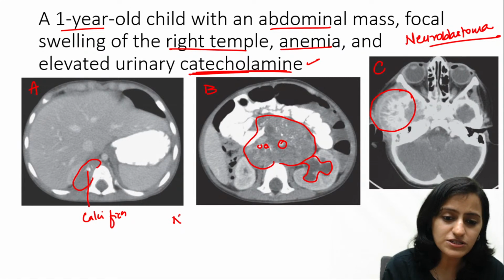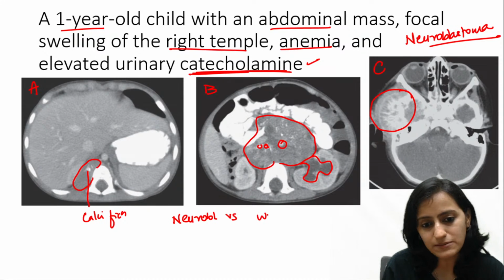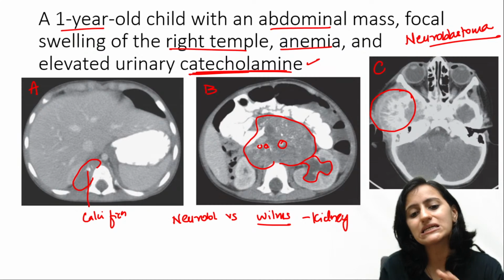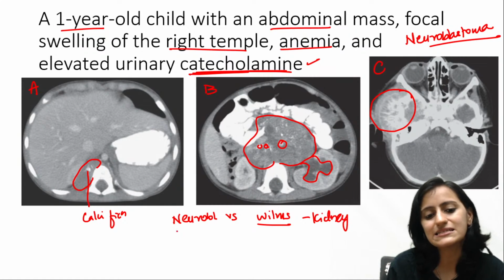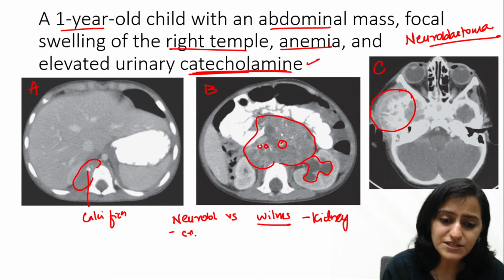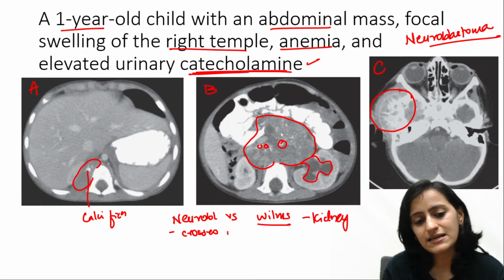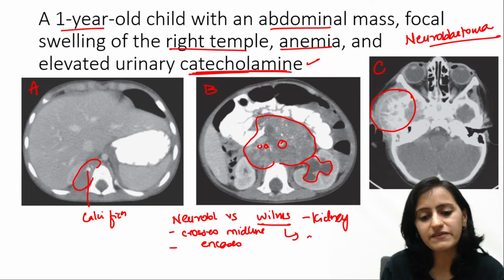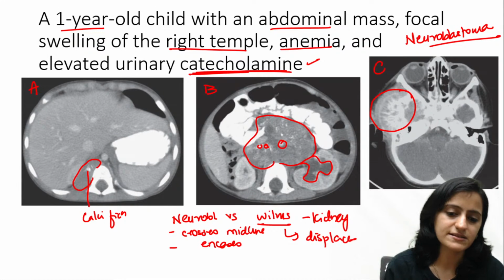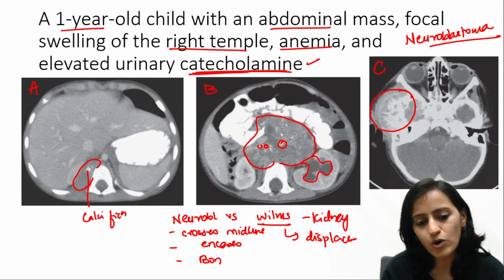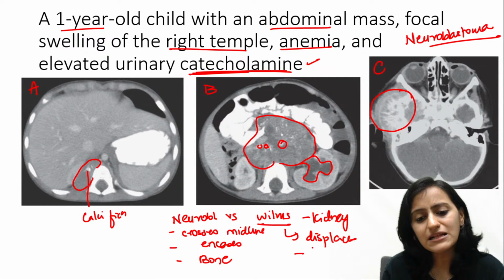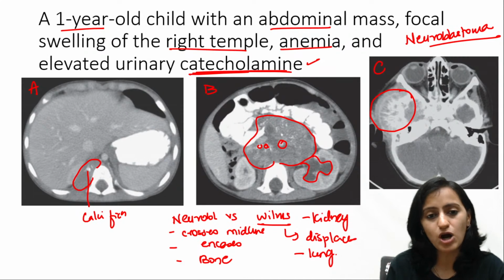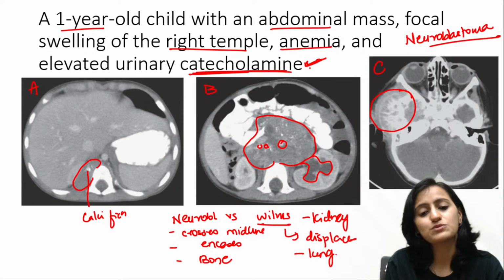So what are the features of neuroblastoma versus Wilms? Now Wilms arises from the kidney, so you cannot separate the kidney from the mass. Here the kidney is seen separately. Neuroblastoma, as you see here, remember this index case, it crosses the midline. Wilms does not cross the midline. This encases the vessel. Wilms displaces the vessels, right? In neuroblastoma, you have bone metastasis, which is common. In Wilms, it is your lung metastasis which is more common. And you have catecholamines which will be elevated.